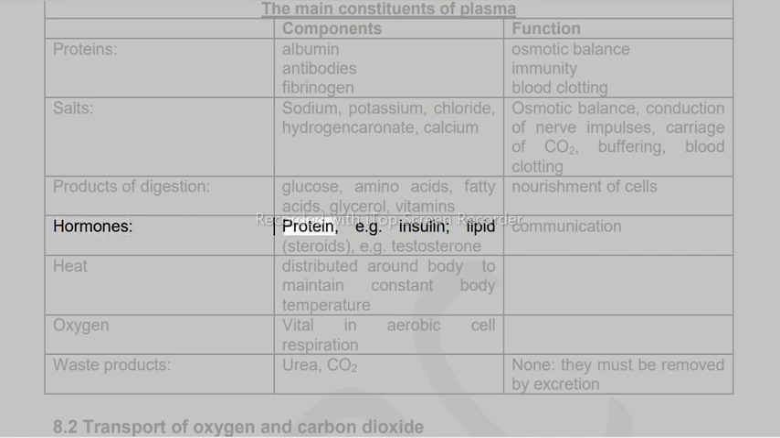Hormones, protein, e.g. insulin, lipid, steroids, e.g. testosterone, communication. Heat distributed around body to maintain constant body temperature. Oxygen, vital in aerobic cell respiration. Waste products, urea, CO2, none, they must be removed by excretion.